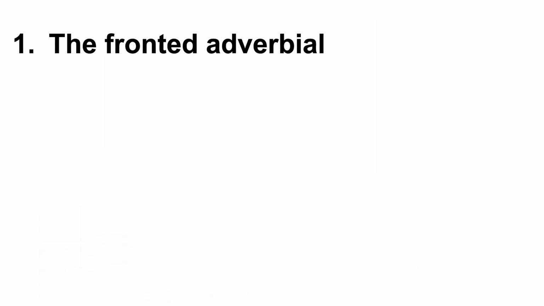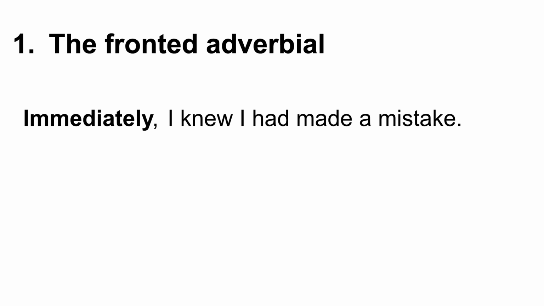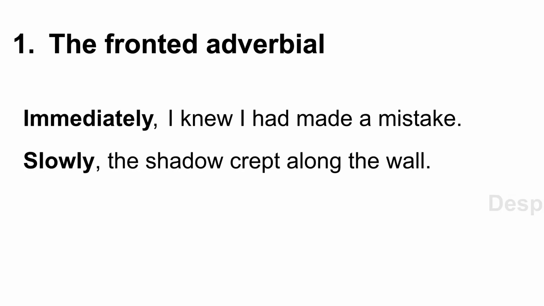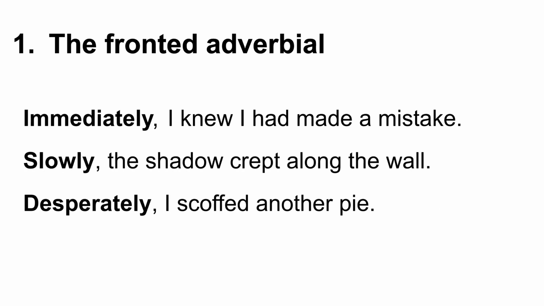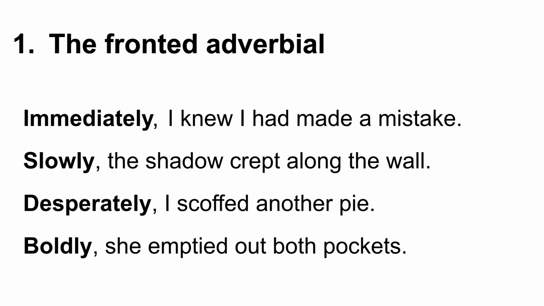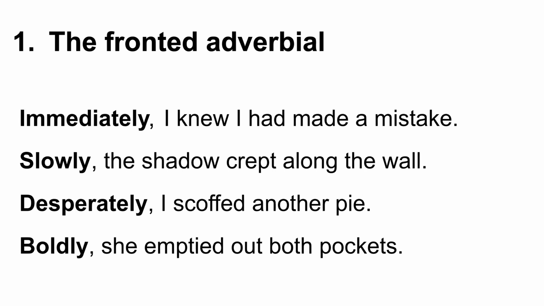First of all, one easy way to vary the way you write is to use a fronted adverbial. This requires you to use an adverb as the very first word of the sentence, followed by a comma, and then continue on with the sentence. This can add tension, humour, or simply a more interesting detail to the character or setting that you are describing.